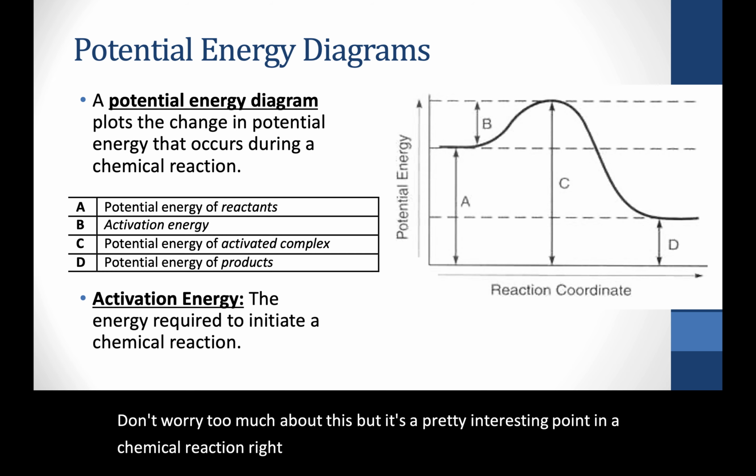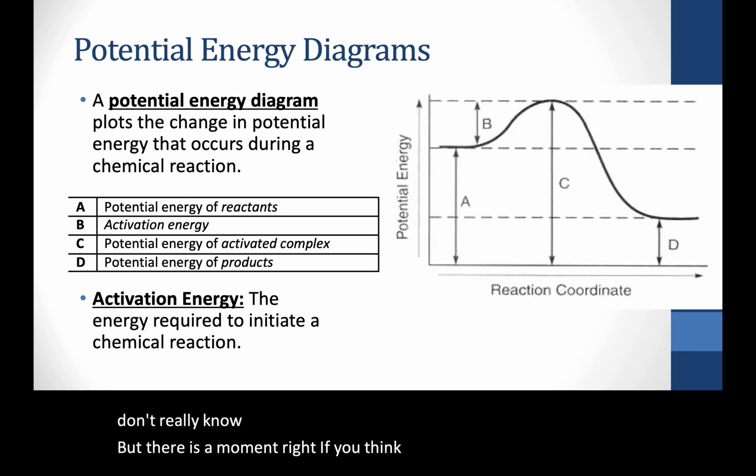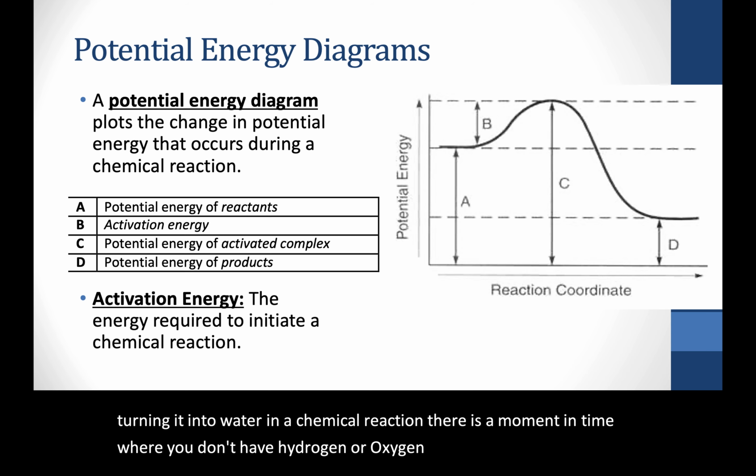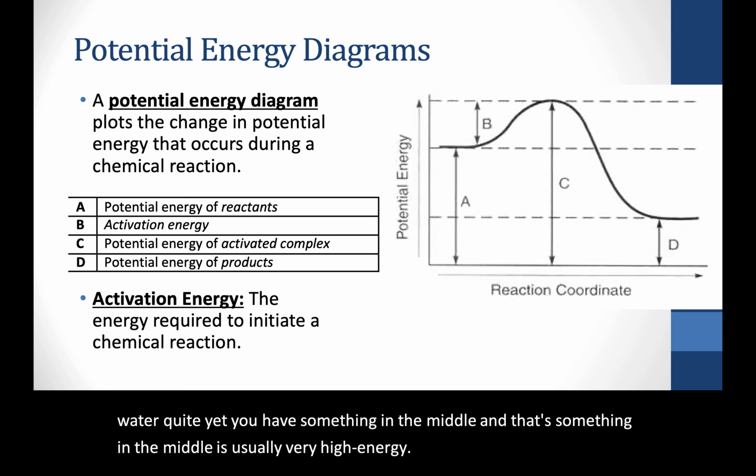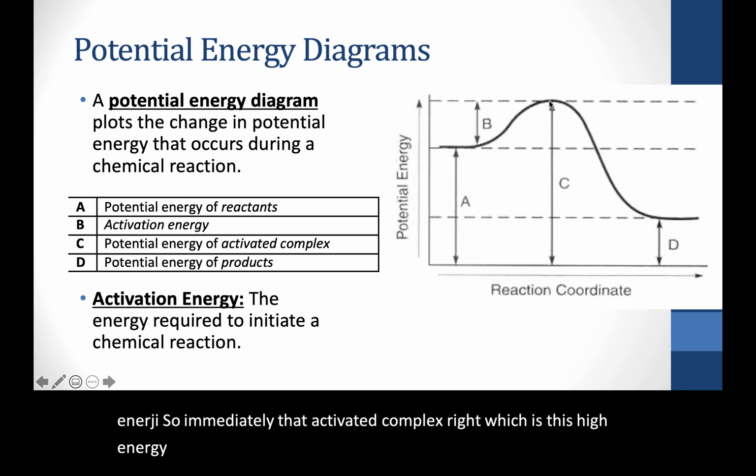I mean, it happens almost instantly. It's so fast, we don't really know. But there is a moment, if you think about it, if you're taking oxygen and hydrogen gas and turning it into water in a chemical reaction, there's a moment in time where you don't have hydrogen or oxygen gas and you don't have water quite yet. You have something in the middle. And that something in the middle is usually very high energy, which doesn't want to exist. Nature tends towards lower energy. So immediately that activated complex, which is this high energy in between, it's like a hybrid of the reactants and the products.